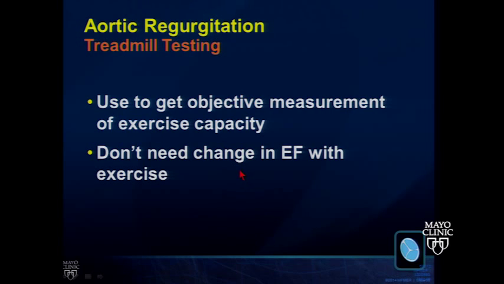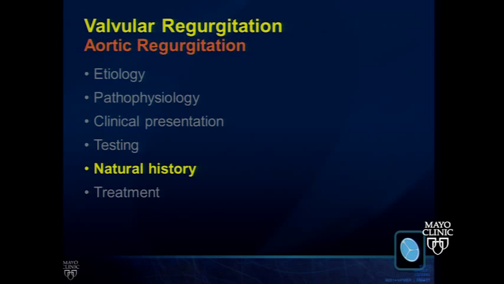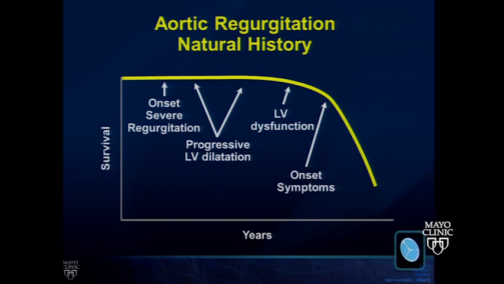Now, treadmill testing, there was a lot of literature on exercise MUGA. Remember what MUGA was, an exercise echo. You don't need it. If you need to get an objective measurement of exercise capacity, you can get a treadmill test, but you don't need to look at the change in ejection fraction with exercise, and that's because we'll talk about the natural history and treatment of aortic regurgitation.